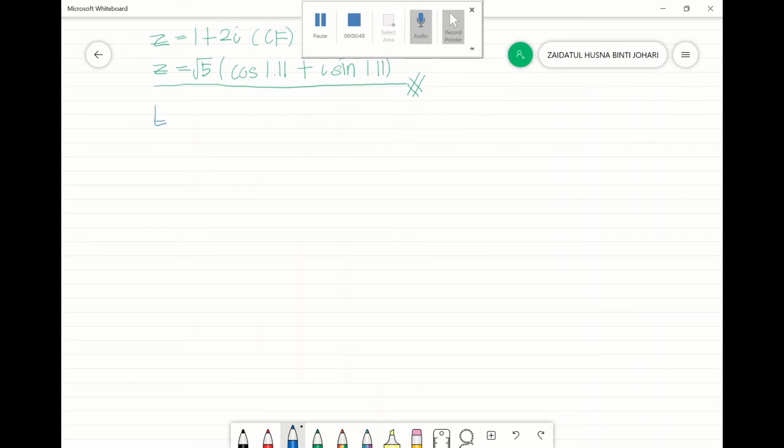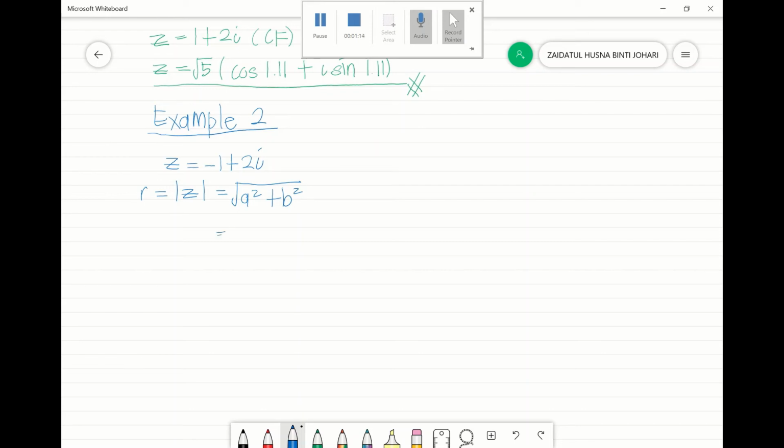Okay, second example. I'm going to give you a complex number, but this time it will be located in a different quadrant so that you can see different cases. So z equals -1 plus 2i. In order to find the modulus, it's very simple. You just follow the formula: square root of a squared plus b squared.